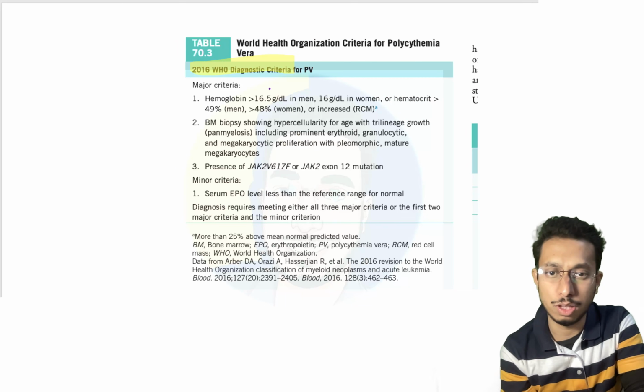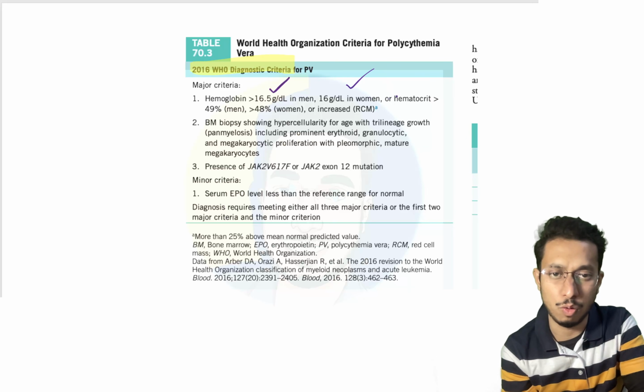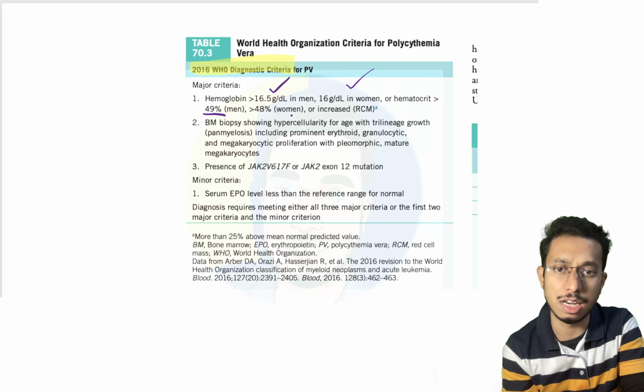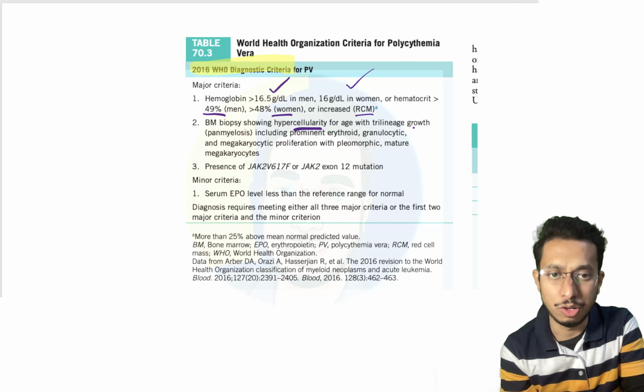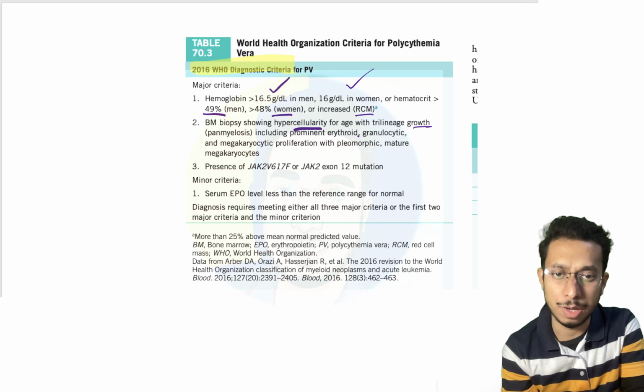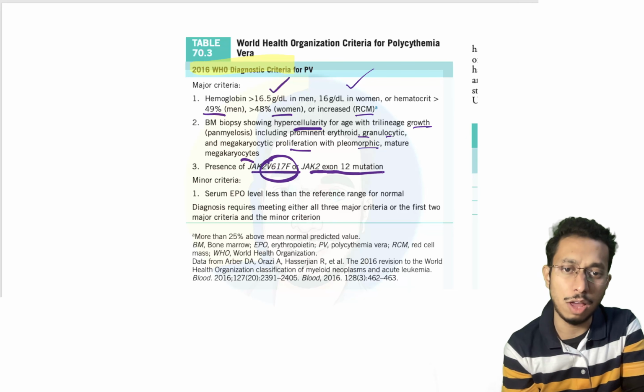We have hemoglobin more than 16.5 for men, 16 in women. Hematocrit more than 49 in men or 48 in women, or increase in red cell mass. Now, bone marrow biopsy is showing hypercellularity with trilineage growth, including prominent erythroid, granulocyte, and megakaryocyte proliferation with pleomorphic mature megakaryocytes, and presence of JAK2 V617F or JAK2 exon 12 mutation.